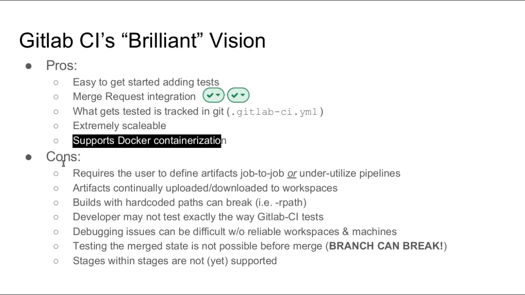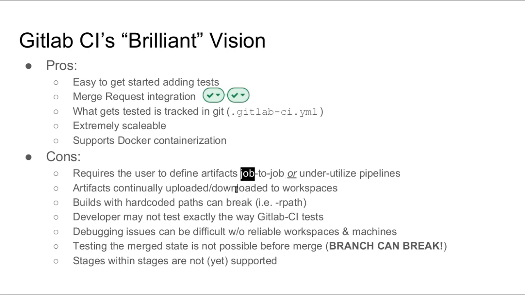Some of the cons, these are the things I've been thinking about for a while. There are some things about this architecture that may make you want to stay away. It requires the user to define artifacts job to job, or the trade-off to that being underutilized pipelines. So remember, in our build example, you have to define the binary that the run job needs to run. That's an artifact definition. And if you want to split up your jobs in the way we have in a 2-job stage, you must define that.